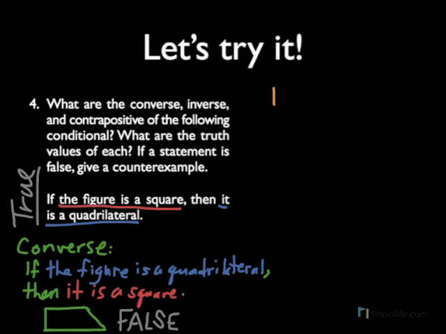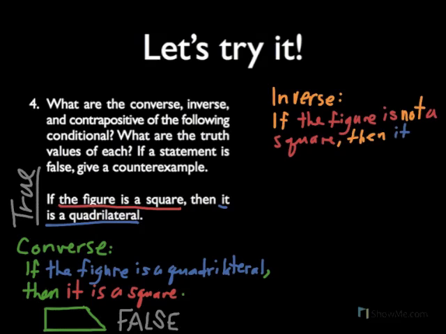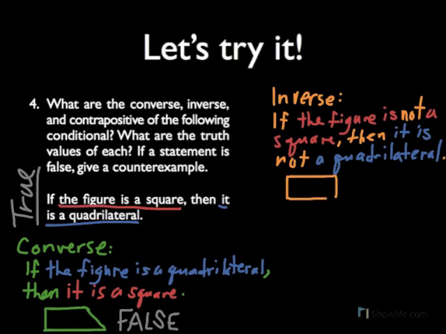Now let's look at the inverse. The inverse leaves the hypothesis and conclusion where they are. It just negates them. So the inverse should read, if the figure is not a square, then it is not a quadrilateral. So let's look at the truth value of this one. Can we draw a figure that is not a square, but it is a quadrilateral? Oh wow, a rectangle is not a square, but it is a quadrilateral. The hypothesis is true, but the conclusion is not. Therefore, the truth value of this statement is also false.